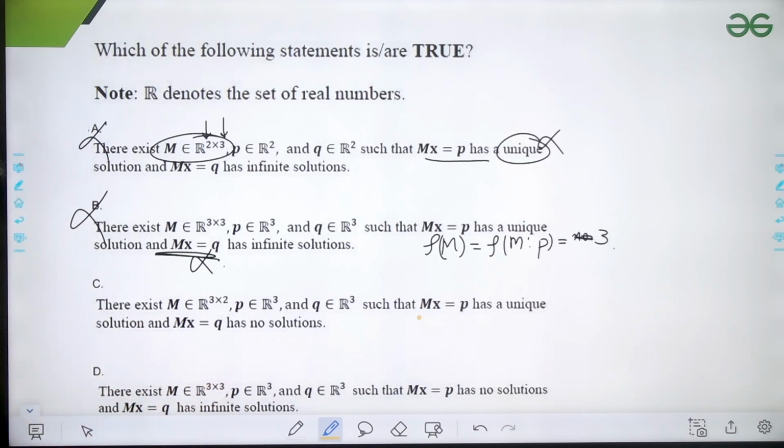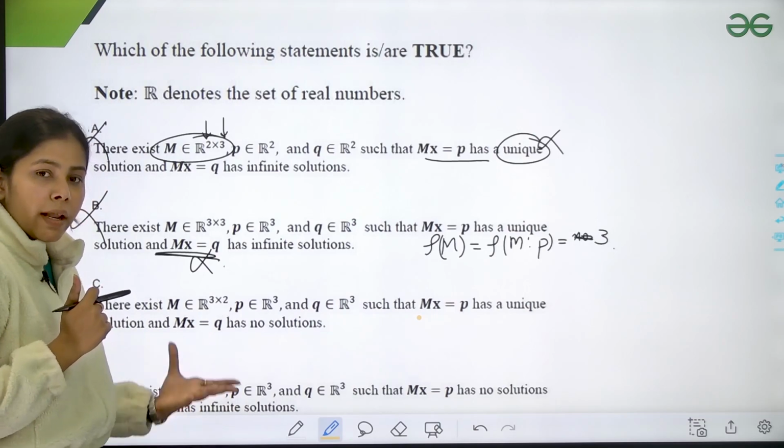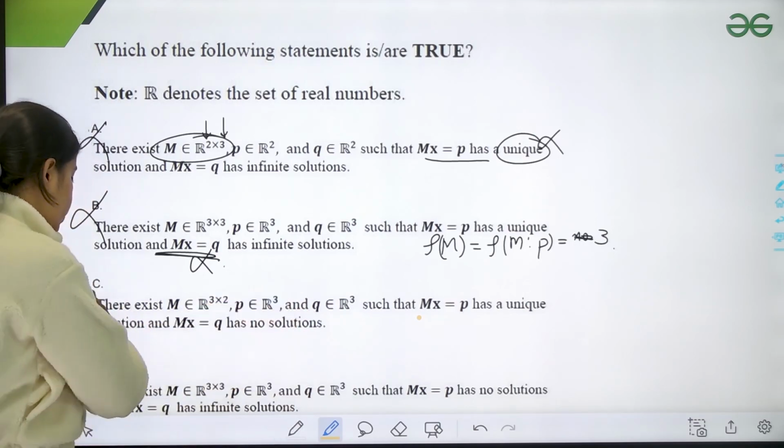And Mx equals Q has no solution when the rank of M is 2, but the rank of M augmented with Q is 3, right? The augmented matrix can have rank 3 while the rank of M is 2, right? So this is true in this case.